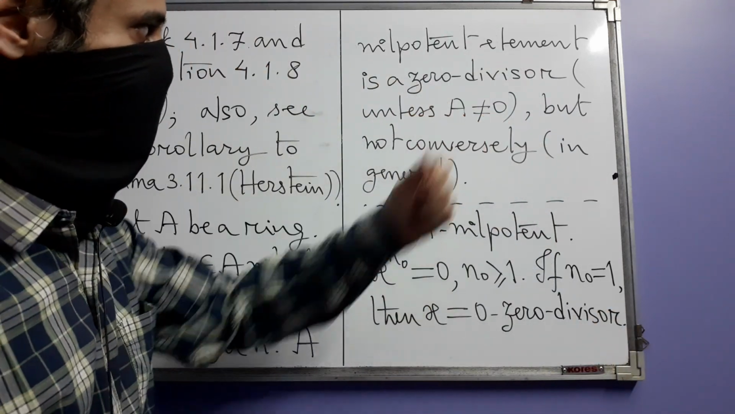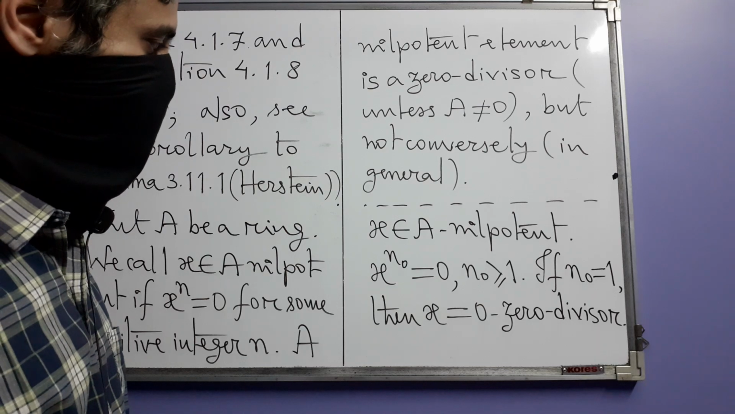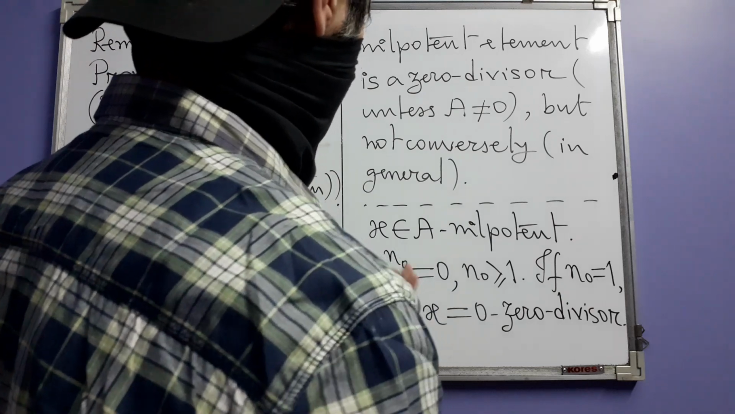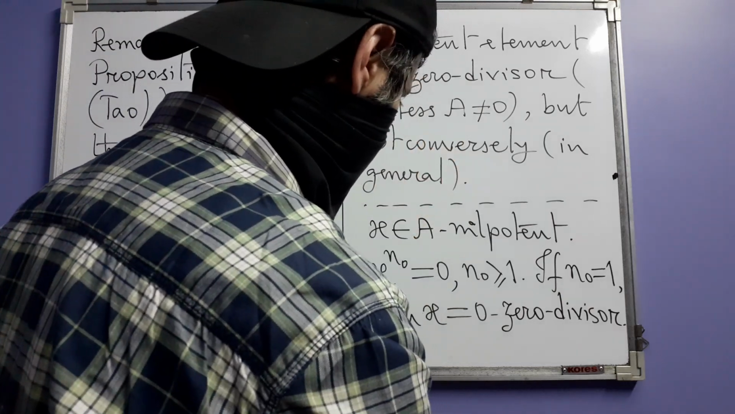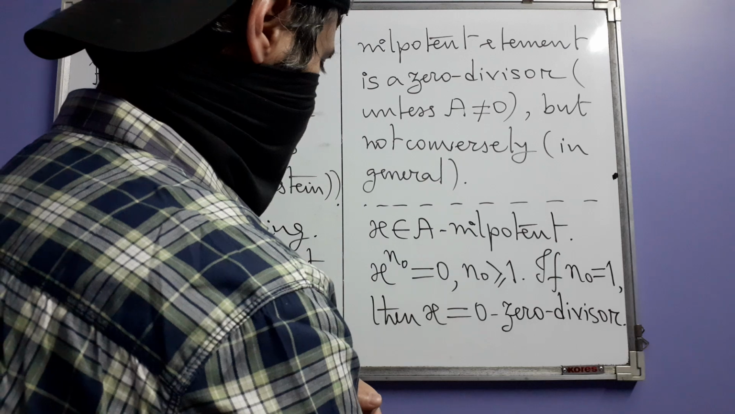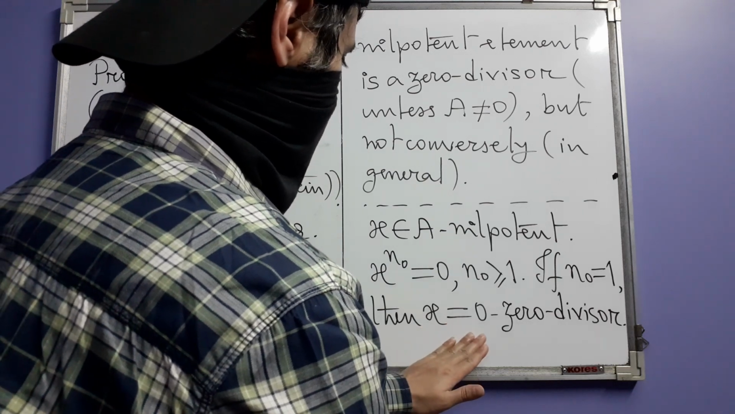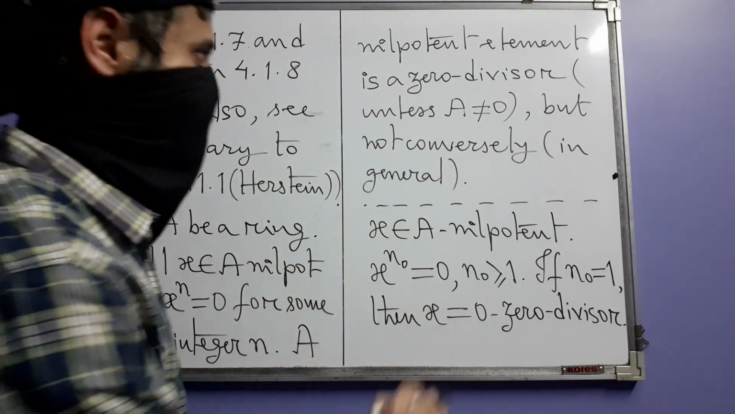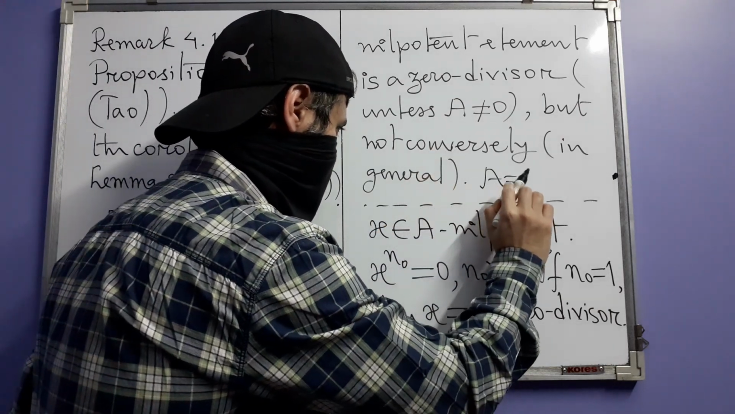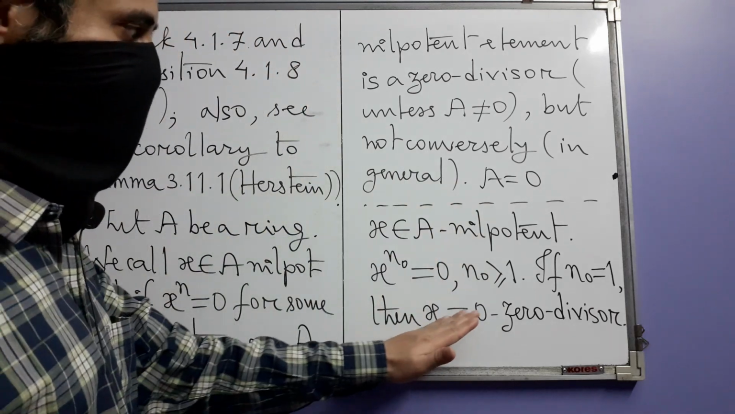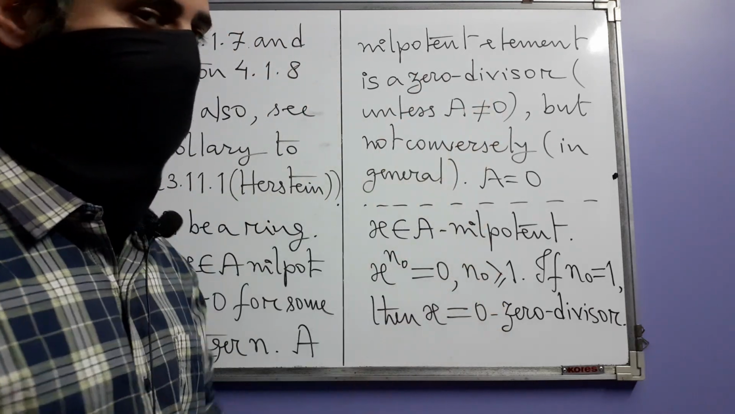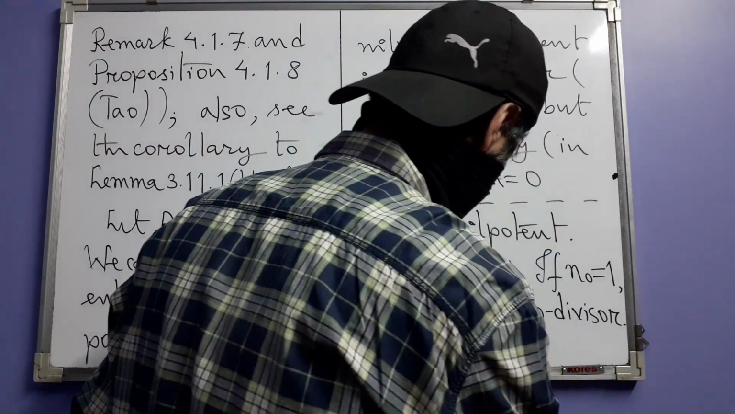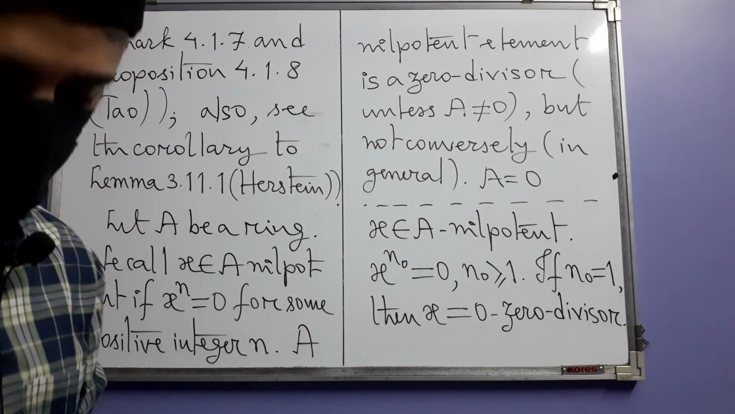Because we are in a non-zero ring. Now again I got confused. Something is not correct here. If x is equal to, oh yes, I myself forgot. In the zero ring, 0 is not a zero-divisor. Okay, so this becomes a zero-divisor only because the ring is non-zero. Yes, now I got it. So that means in this case, really x is a zero-divisor.